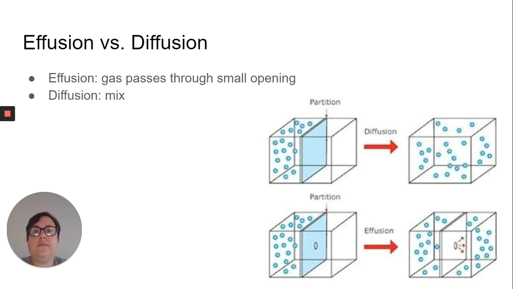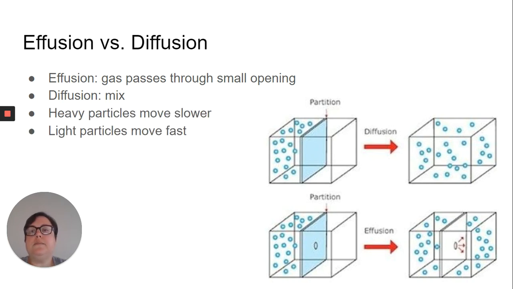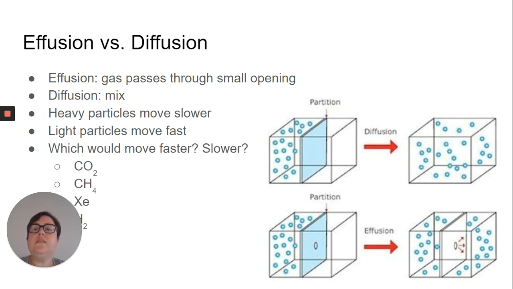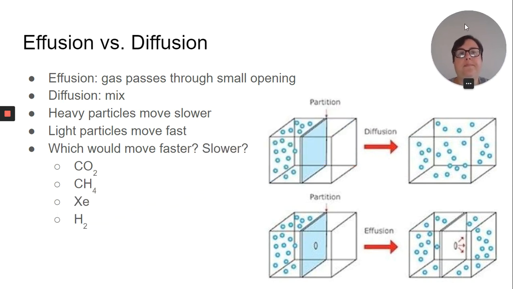So what is Graham's law? Graham's law simply says that heavy particles will move slower than lighter particles. Or in other words, lighter particles move faster than heavier particles. So it's all based on the molar mass. So if I am given a list of gases and asked which one is faster or slower, I need to look at the molar masses. So that's what we're going to do first, is determine the molar mass of all of these substances.